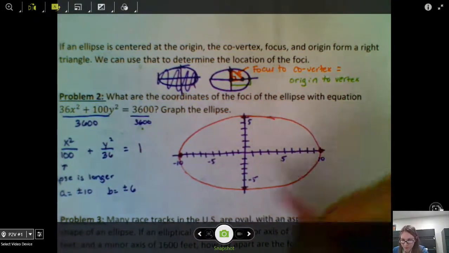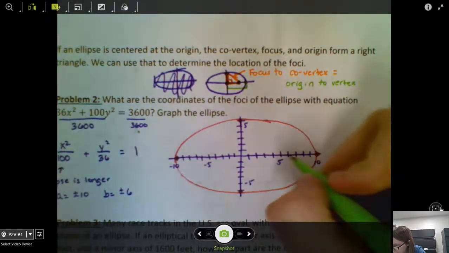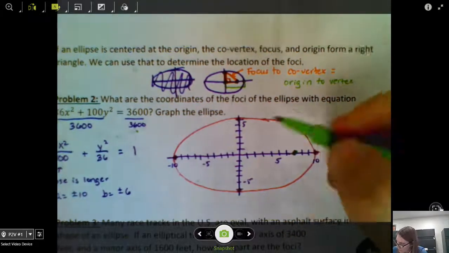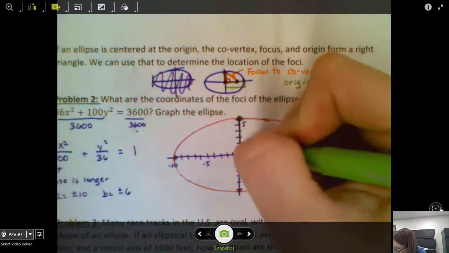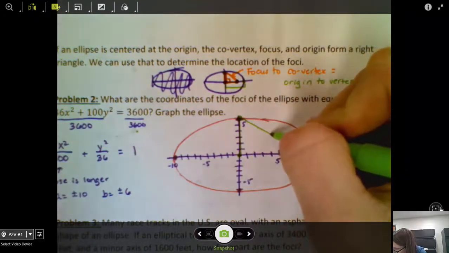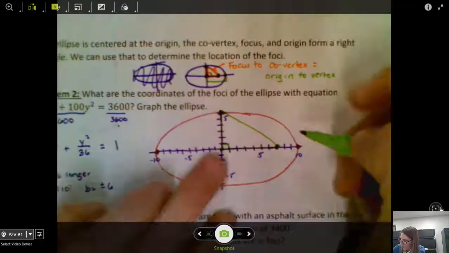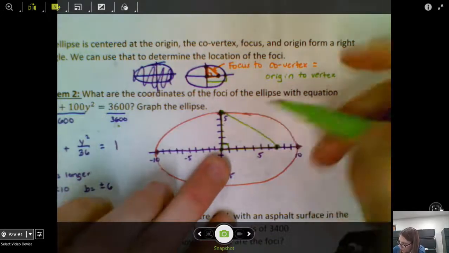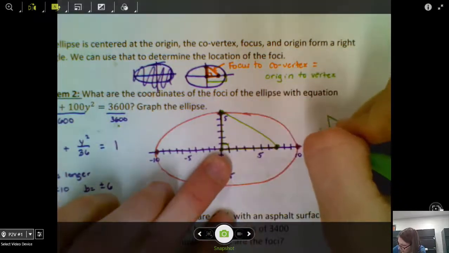I don't know where the focus is. So for now, let's just plot our focus, I don't know, somewhere over here. I'll put it here. So the co-vertex, the origin, and the focus form a right triangle. And I'm going to pull this right triangle out to the side here so I can work a little bit easier with it. Well, I know my co-vertex is at 6. So this height of my right triangle is 6.